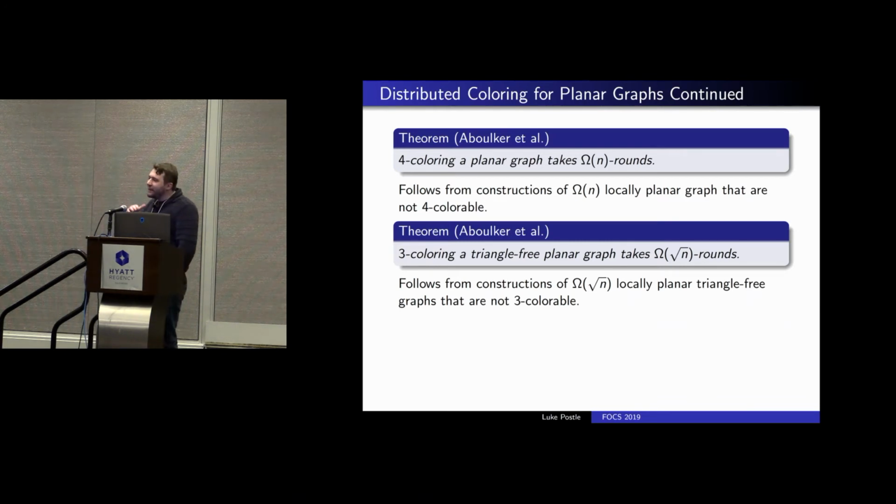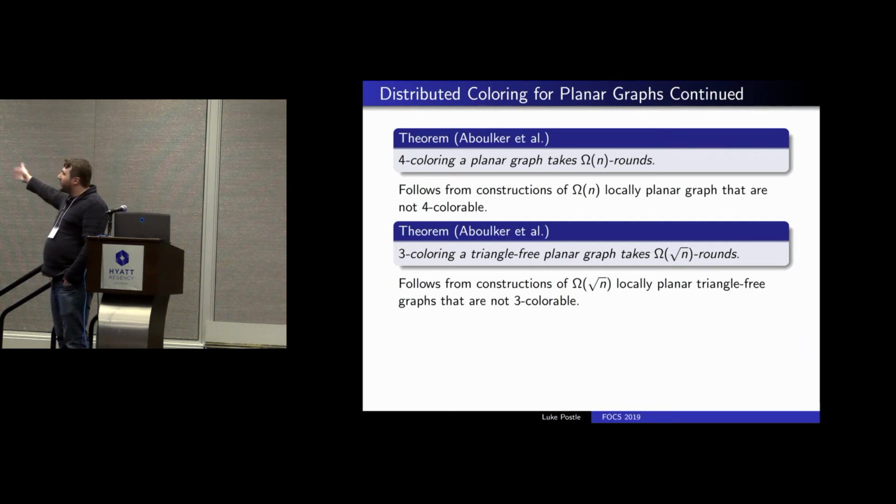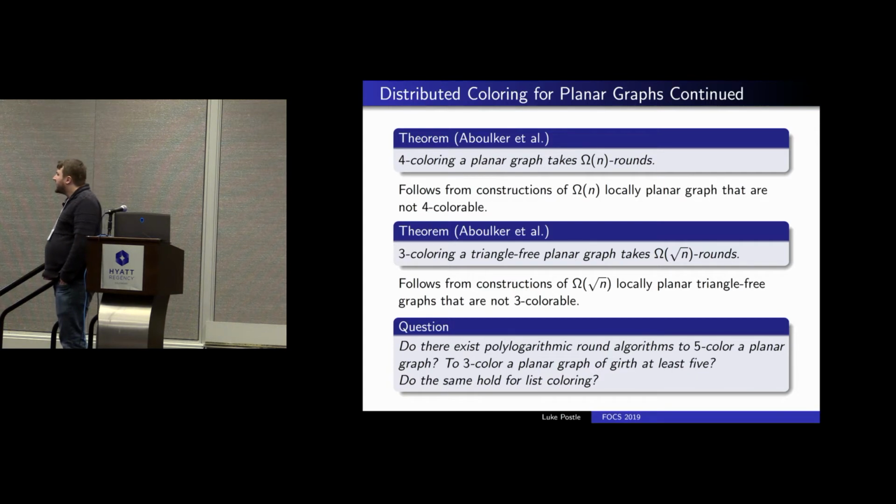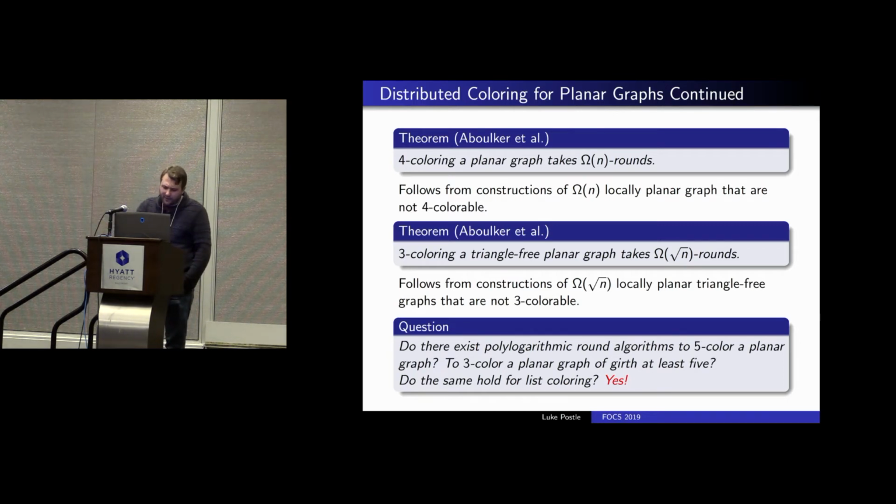So this obviously leaves a somewhat big hole, right? We can do 6, and we can't do 4. We can't do 3-color triangle-free, but we can do 4-color triangle-free. What's left? Well, do there exist polylogarithmic round algorithms to 5-color planar graphs? Or the other big open question would be to 3-color planar graphs of girth at least 5. This is not even for list coloring, but of course you could ask these as well for list coloring. And the answer is yes. So the main result implies the answers to all those questions.